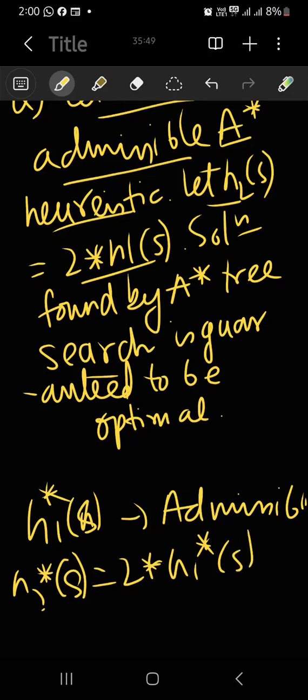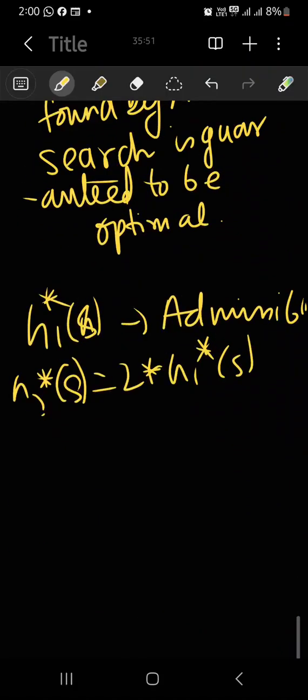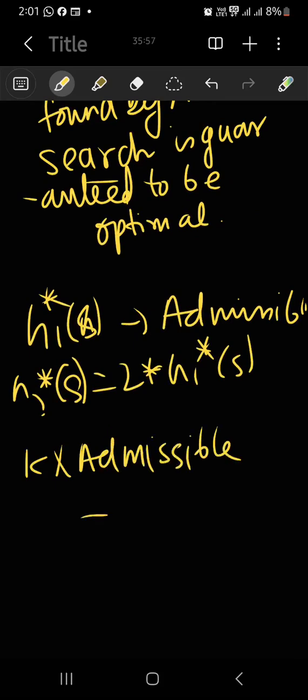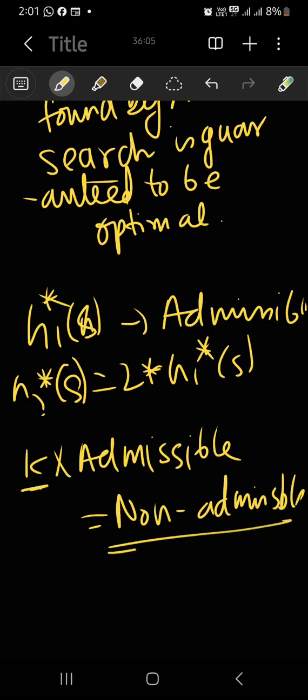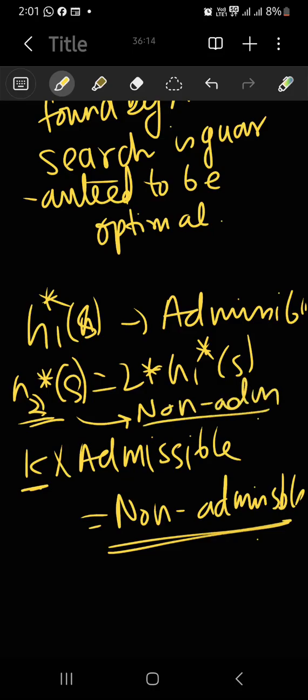Now there is a golden rule which I have said: k into admissible is nothing but non-admissible. The k can be any number. So if you multiply any admissible heuristic with any scalar, then it becomes non-admissible. So obviously, is h2(s) admissible? No, it is non-admissible. Okay, so we have understood this thing.